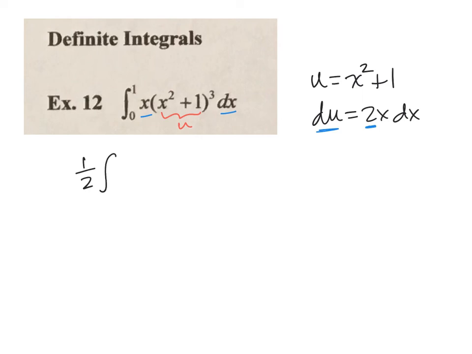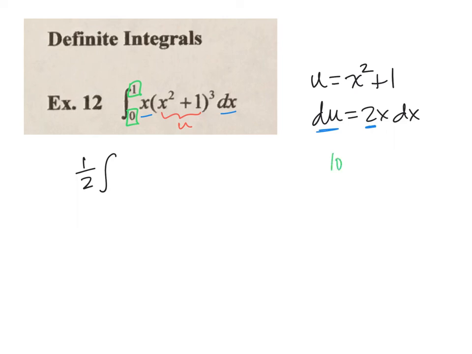Now the next thing we're going to do is take care of these bounds. Right now, those are bounds in terms of x, and we need bounds in terms of u. So remember, we're going to use this relationship that u is equal to x squared plus 1. So we've got a lower bound of 0 and an upper bound of 1. Those are in terms of x. So to get our u bounds, we'll just put 0 in for x to get our lower u bound. And then we'll put 1 in for x to get our upper u bound. So let's do that right now.